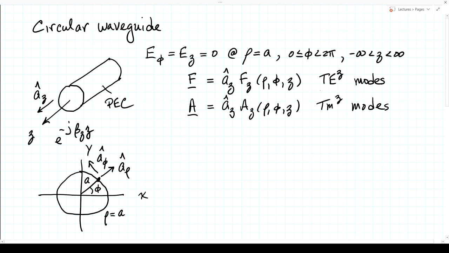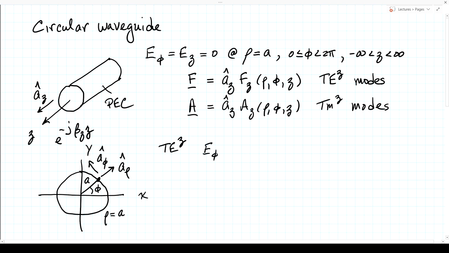Now, our typical approach is we put in our general solution in the particular coordinate system and then impose these boundary conditions. Obviously, to impose boundary conditions on the electric field, we need to know how the electric fields are related to the vector potentials. So for the TEz case, the non-zero tangential component, because there's no E z component, the only one we have to worry about is E phi.